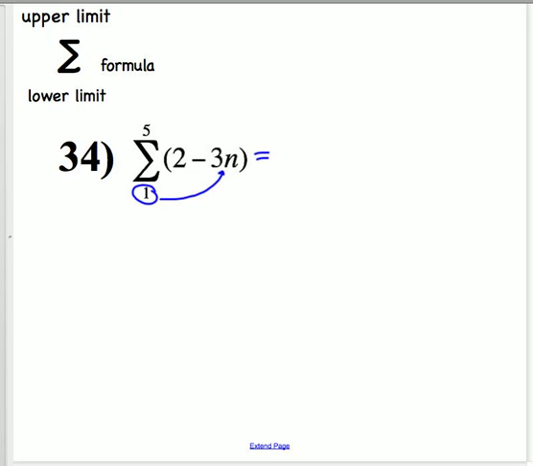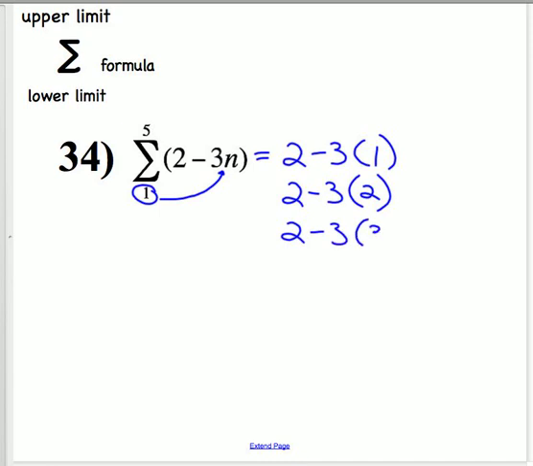So this notation means I'm first supposed to figure out 2 minus 3 times 1. I put a 1 in for n. Then I'm supposed to figure out 2 minus 3 times 2. Then I figure out 2 minus 3 times 3. How do I know when to stop? When I get to that upper limit. So I still need 2 minus 3 times 4. I need 2 minus 3 times 5.